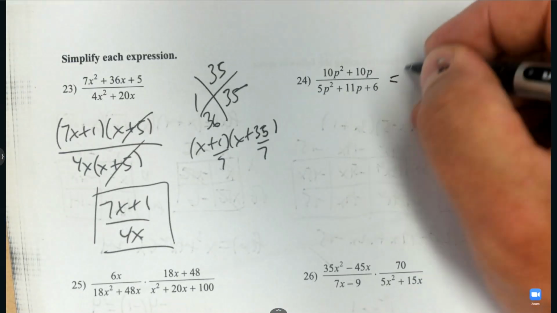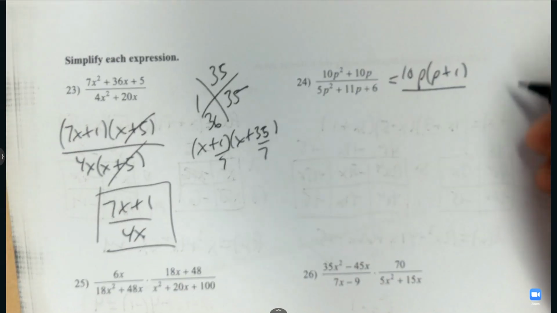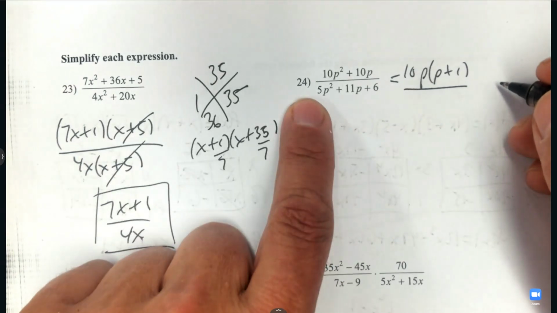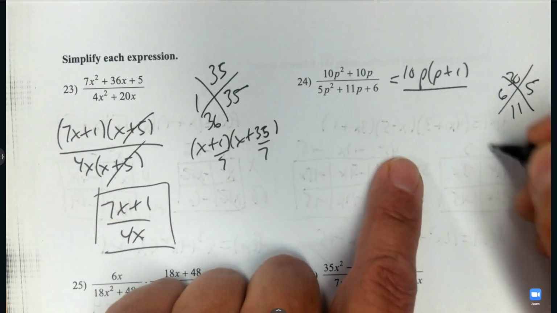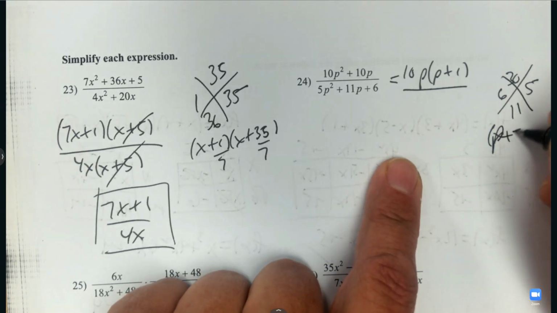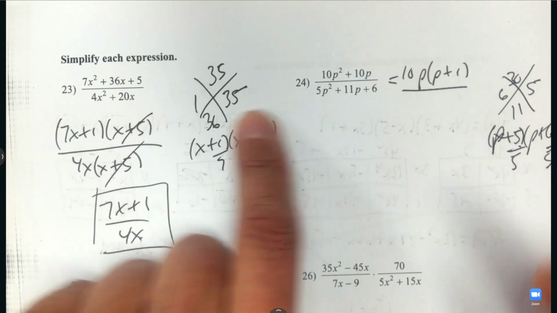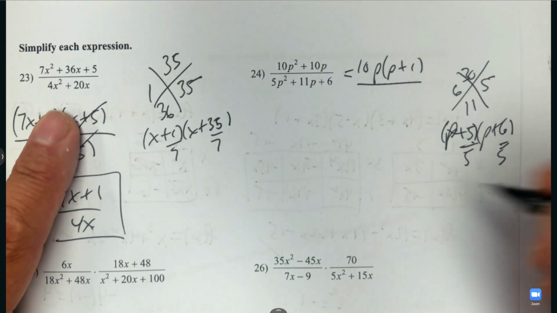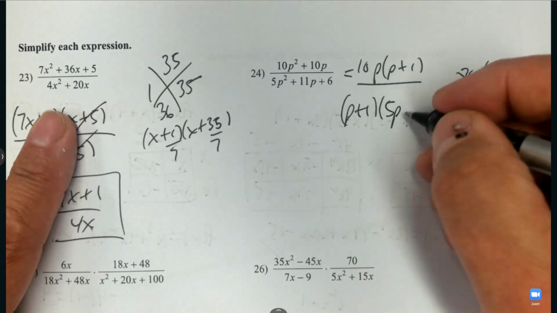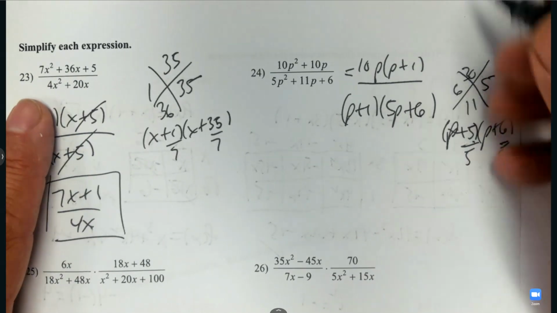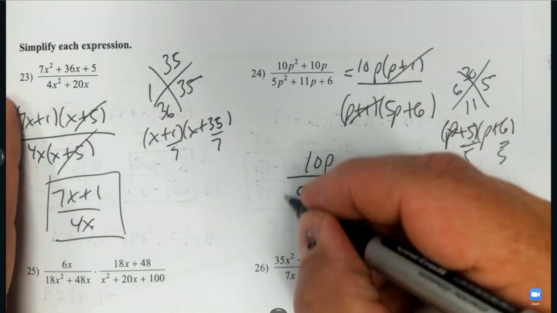Again, we're going to factor out a 10p. The denominator we're going to factor. The first times the last, that's 30 and 11. That's 6 and 5. And again, we're not going to forget to divide by 5. So when I divide by 5, on the bottom, I got p plus 1. Slide the denominator, 5p plus 6. P plus 1 crosses out, and your end answer is 10p over 5p plus 6.